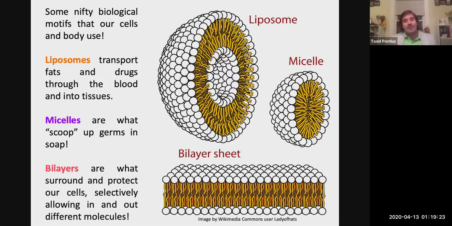Then we have these things called bilayer sheets. This is what surrounds our cells. So you've got water on the outside, you've got water on the inside, and then the hydrophobic tails are being protected. They're basically burrowed in and they're shielded from the water by the hydrophilic groups. So these are some really important motifs for people in the life sciences.